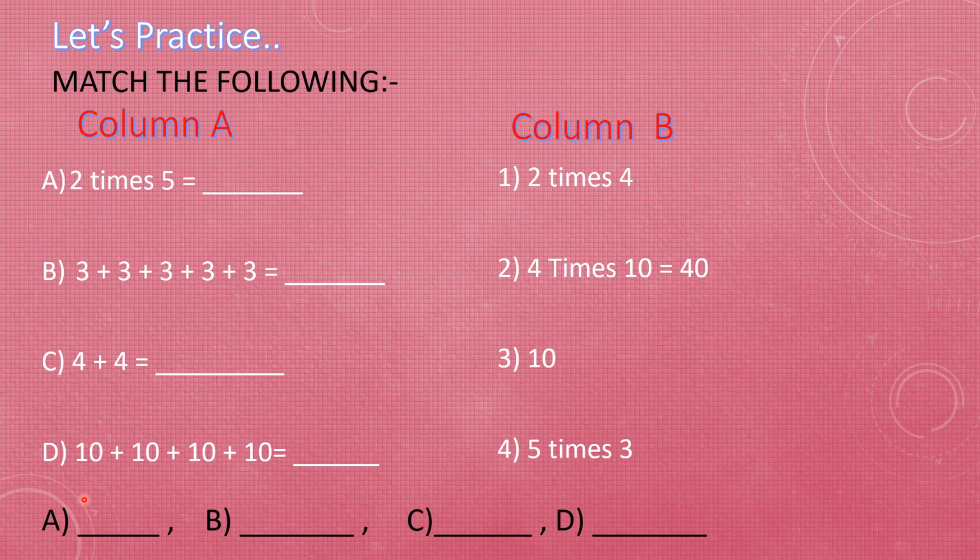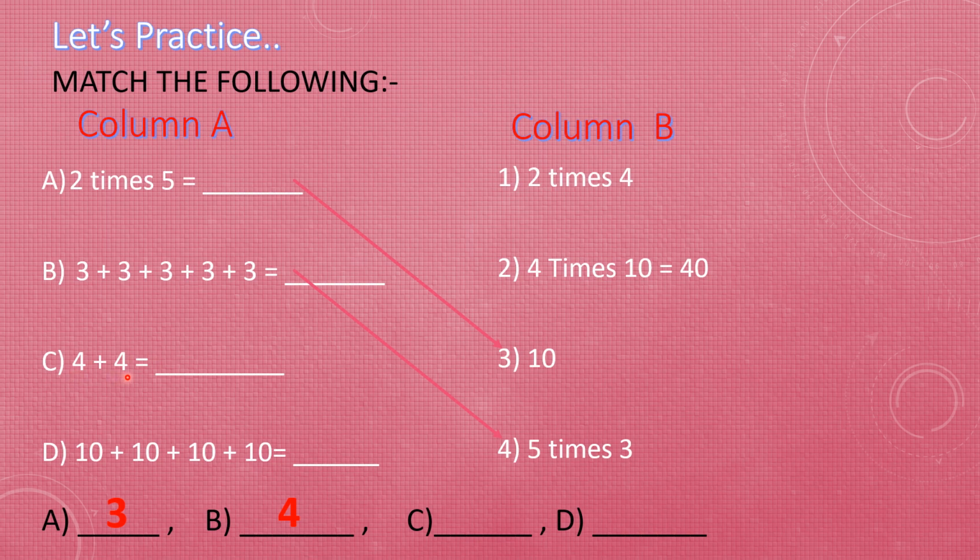So here in this dash, down below the column A, B, C, D dash, in the A dash we will write 3. Now the B part we are adding 3. Let's count how many times. 1, 2, 3, 4, 5. 5 times. So which option suits best here? Yes, the fourth one, 5 times 3. So in the B dash we are going to write 4.